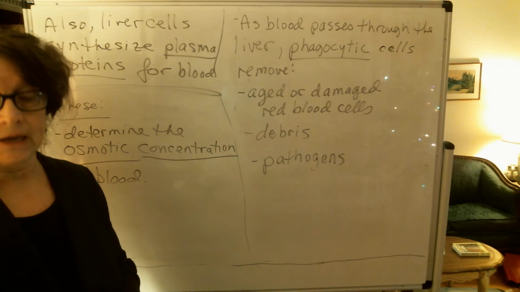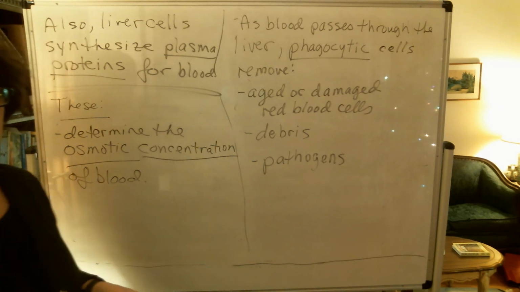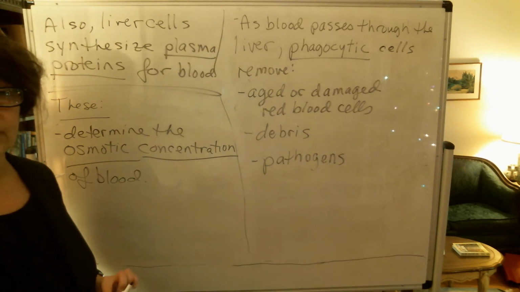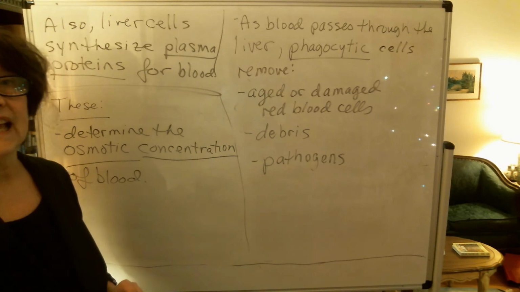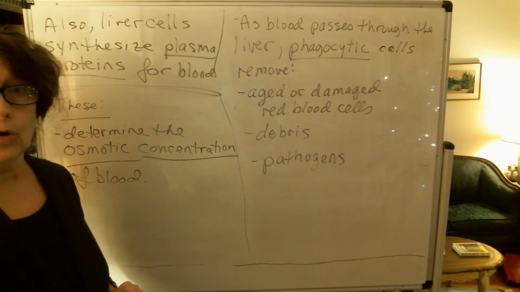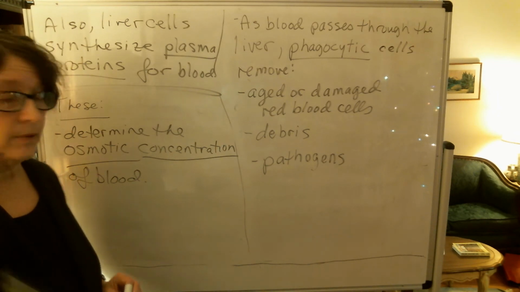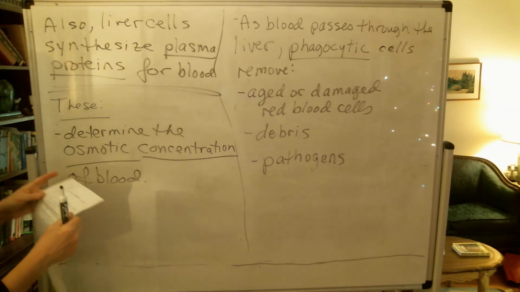And as I said, we have a whole bunch of plasma proteins that exist entirely just to make sure that the ratio of water to other substances inside your blood is the same as the ratio of water to other substances within your blood cells. That's what osmotic concentration of blood is.